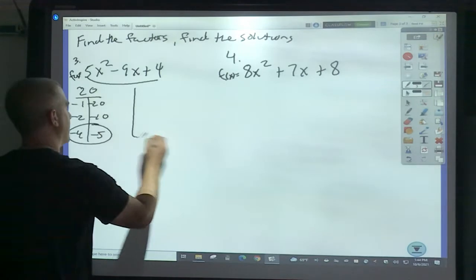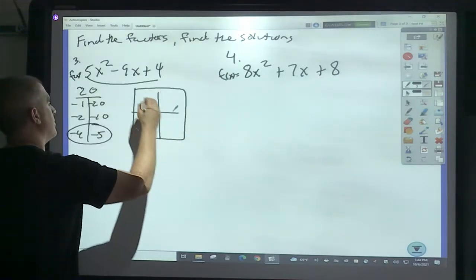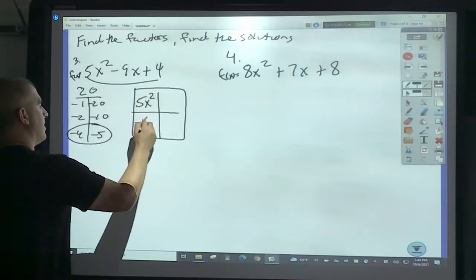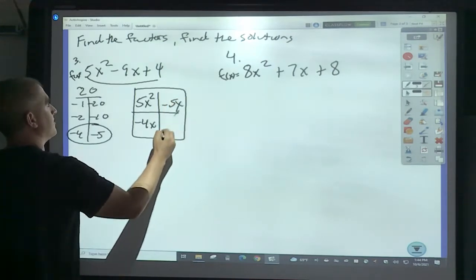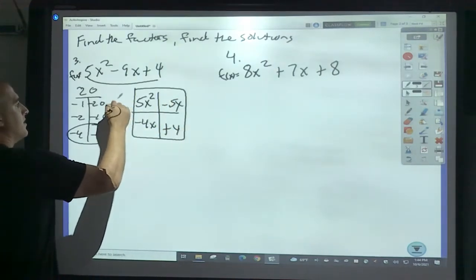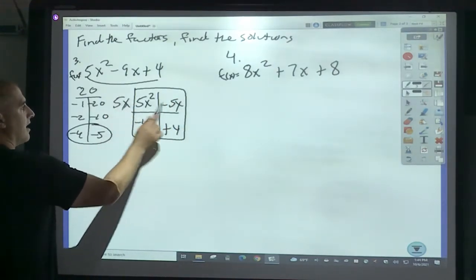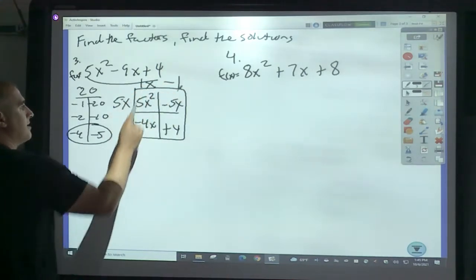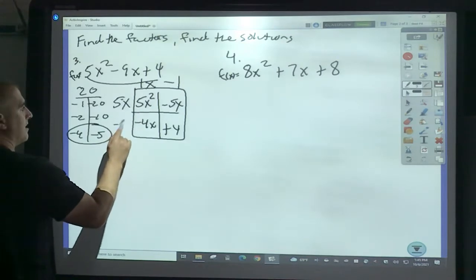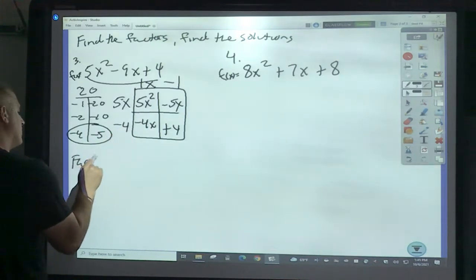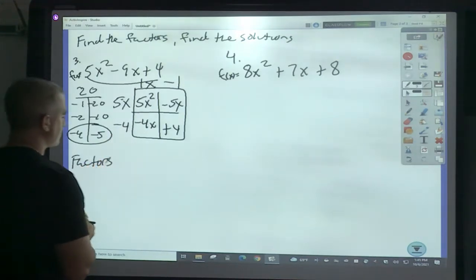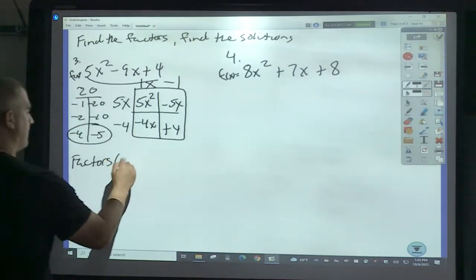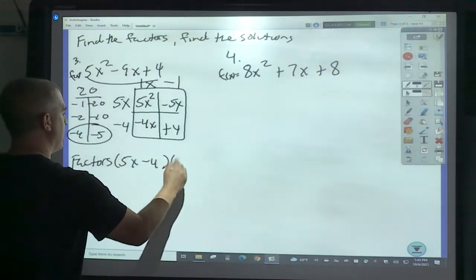That would be that set. So what I would do is 5x squared minus 4x minus 5x plus 4. The GCF here would be 5x. 5x times 1x would give me that. 5x times negative 1 would give me that. 1x times negative 4 would give me that. So my factors will be 5x minus 4 and x minus 1.